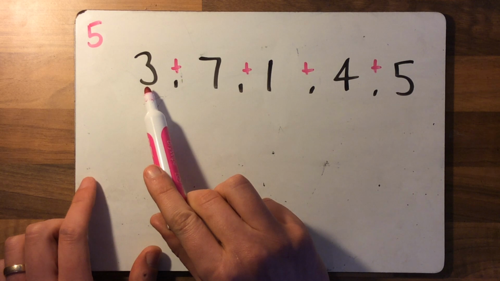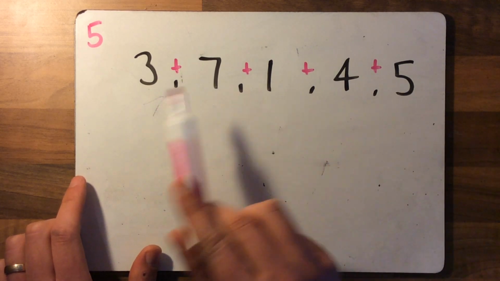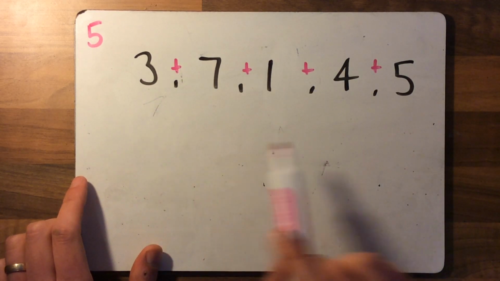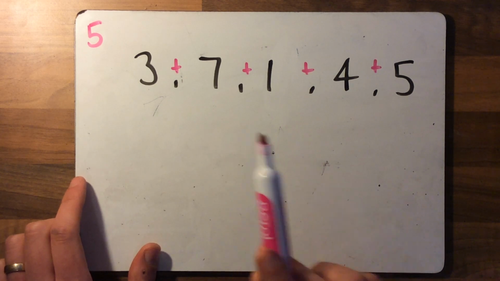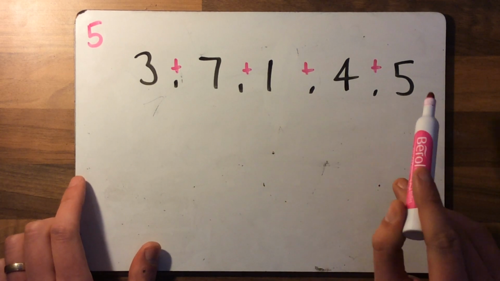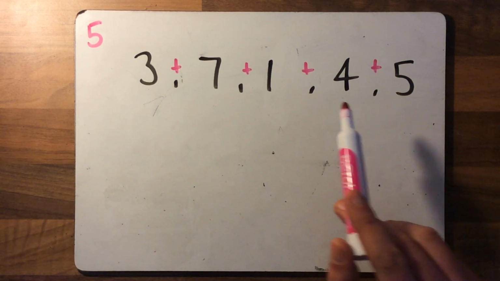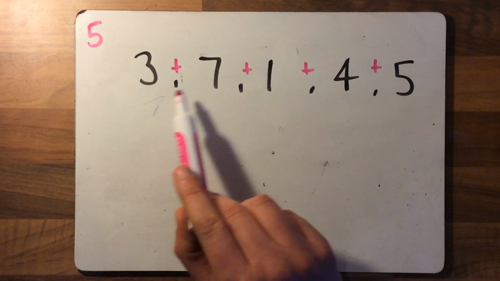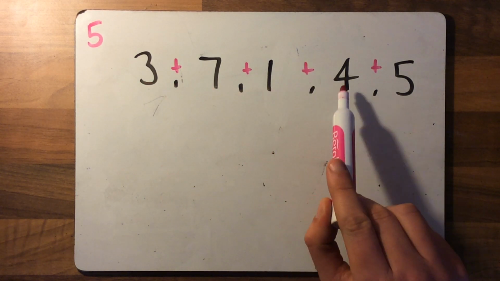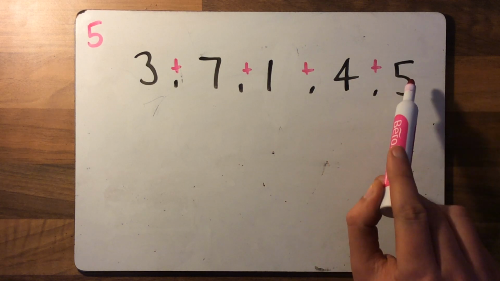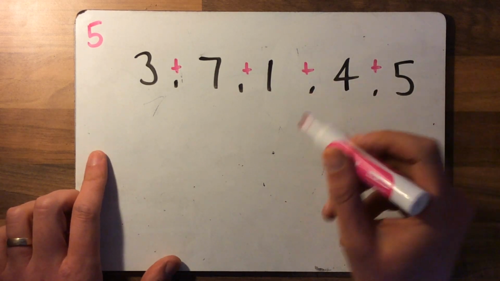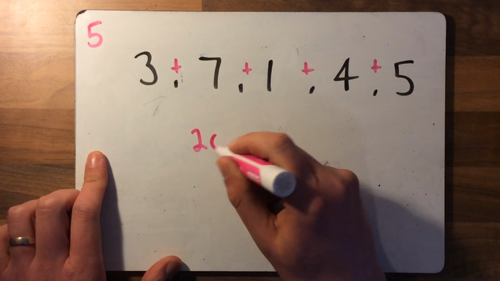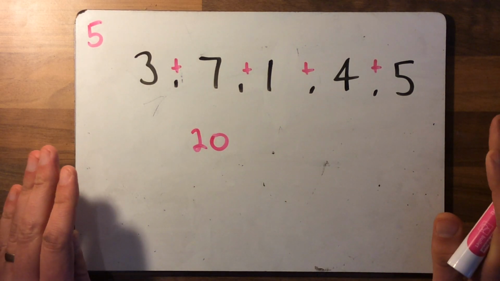So if we were to do this then, and it doesn't matter which order you add them up, using your number bonds here can be really useful. Doesn't matter which order you add them up, as long as you add them all up and you don't miss any. So 7 and 3 is 10, add 1 is 11, add 4 is 15, add another 5 is 20. So the total number of pets is 20.